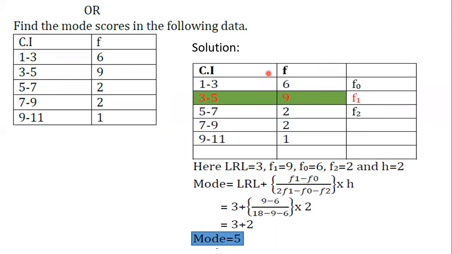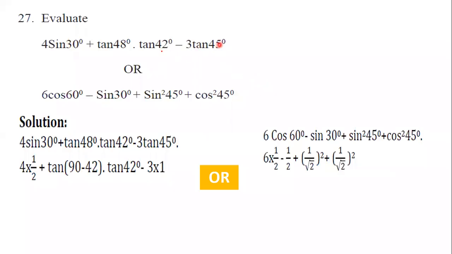Next, 27th question. 4 sine 30 degree plus tan 48 degree into tan 42 degree minus 3 tan 45 degree. Here they ask you 2 questions. So substitute first. I will solve the first question. 4 sine 30 degree. You know the values. Sine 30 degree means 1 by 2. But you don't know the value of tan 48 degree.